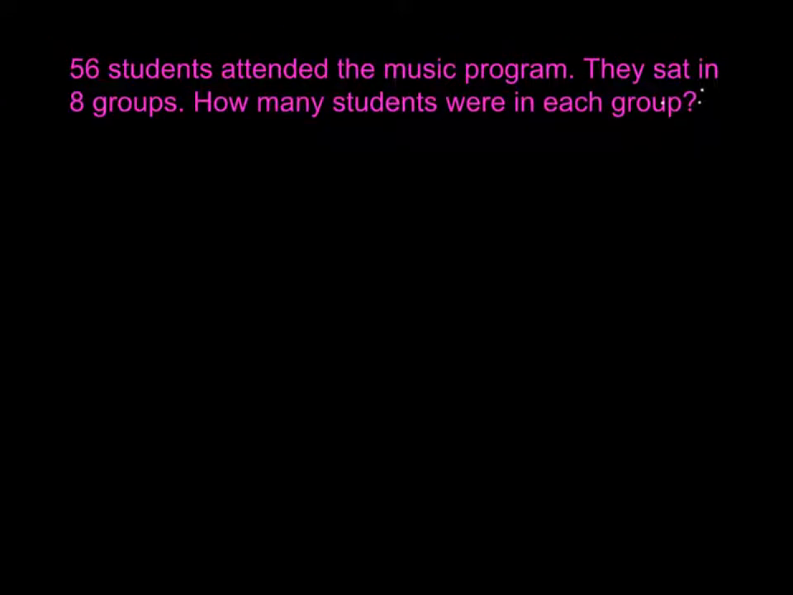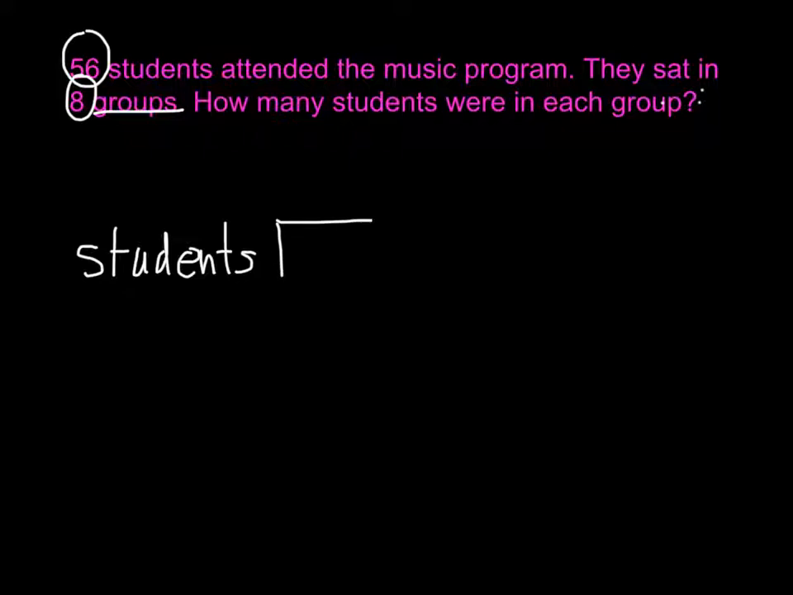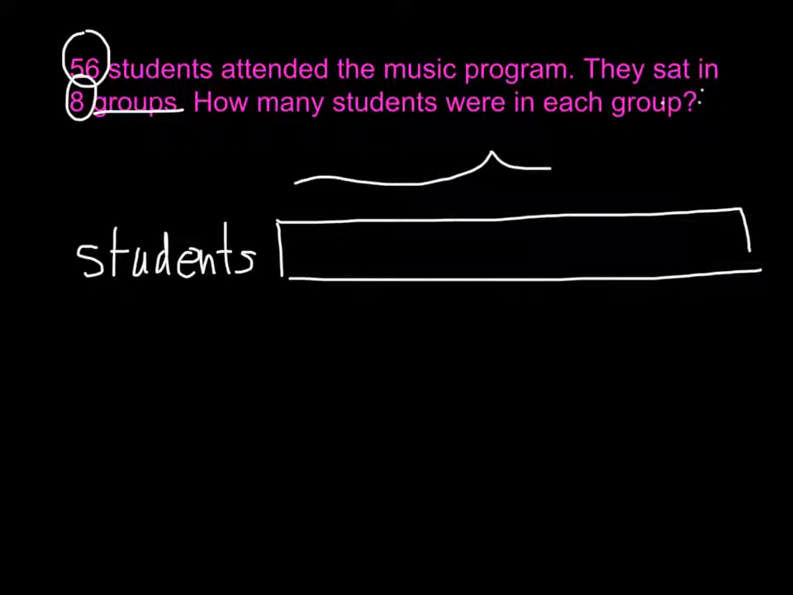Okay, looking at this situation, 56 students attended the music program. They sat in 8 groups. How many students were in each group? Okay, so here's the information we know. There are 56 students that attended. That's our total. And we know they're in 8 groups. So if we're looking at students, and we know our long bar, the total is going to be worth 56. And we're going to be dividing it into 8 equal groups.